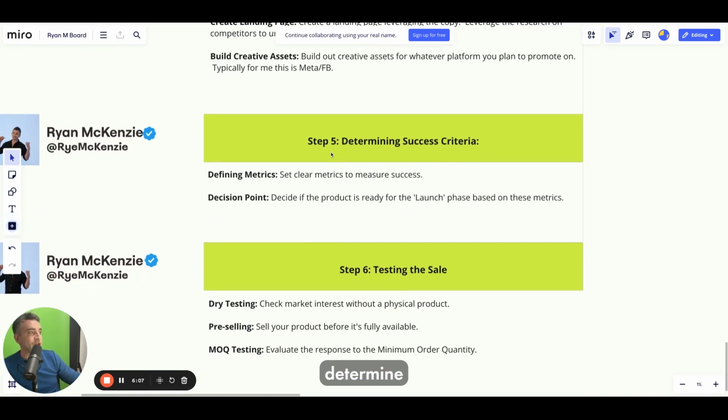Next, we want to determine our success criteria. This is so incredibly important. So I like to make this binary. So we need to define the metrics. What are the clear metrics to success?